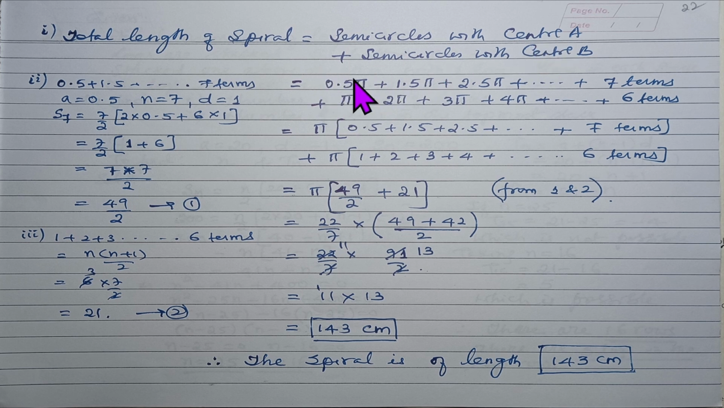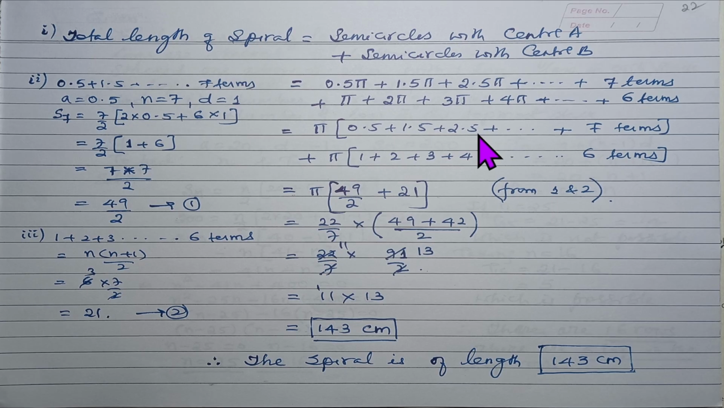To find the semicircles with center A, the first semicircle is 0.5 pi, because you know that a semicircle length is pi r, and r is 0.5, so it will be 0.5 pi. Then the next is 1.5 pi, 2.5 pi, up to 7 terms, because of center A. With center B, it will be pi, because the radius is 1, then 2 pi, 3 pi, 4 pi, up to 6 terms. Now we will take pi common in both cases. So taking pi outside, it is 0.5 + 1.5 + 2.5 and so on up to 7 terms, and 1 + 2 + 3 + 4 up to 6 terms.